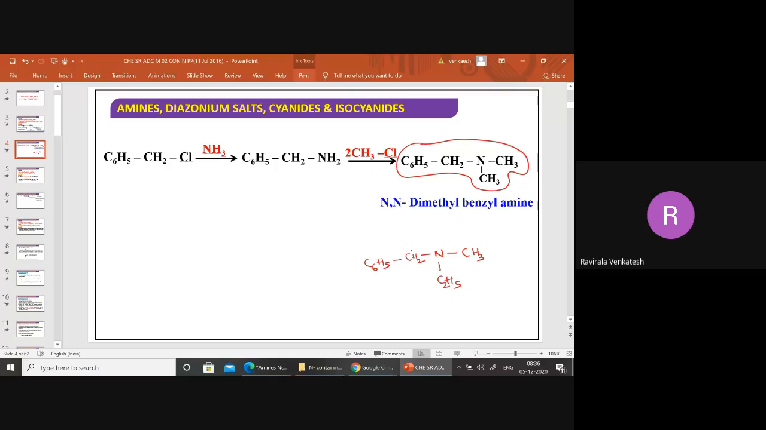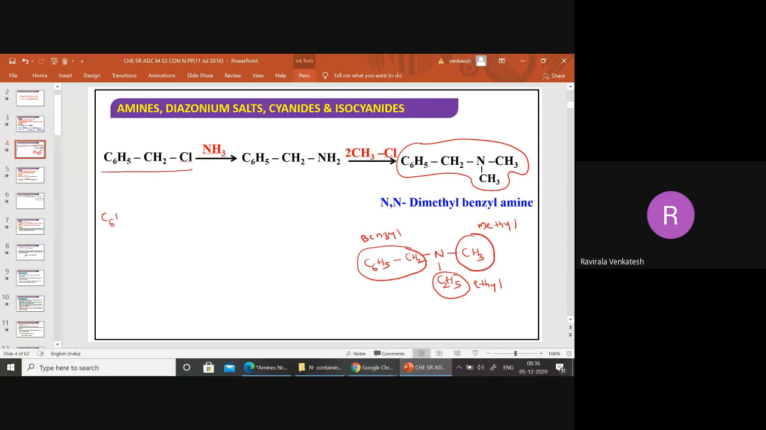Now I have to add groups on nitrogen. How many groups do I want to add? One benzyl group, one methyl group, and one ethyl group. All these groups I want to add over the nitrogen here. In that case, what we have to do? You start from this one.